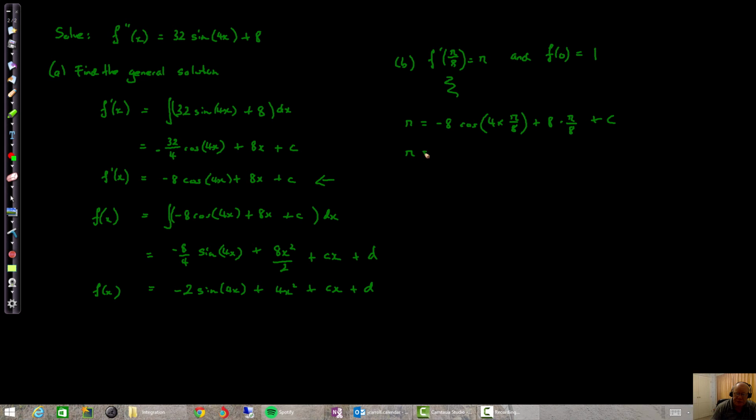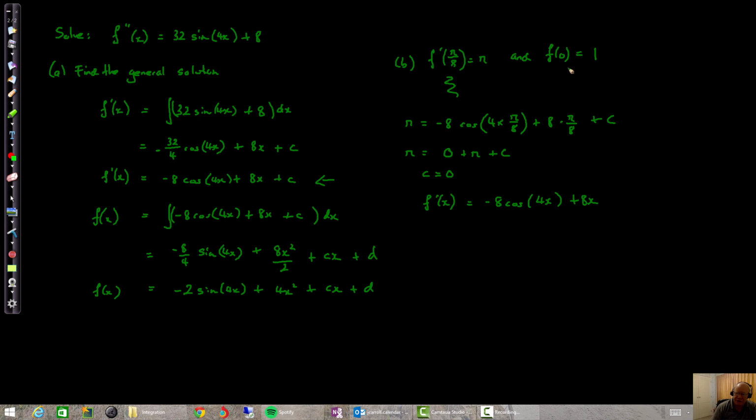So pi equals, right, 4 times pi over 8, that would be pi over 2. The cosine of pi over 2 is 0. And negative 8 times 0 is still 0, so that part becomes 0. 8 times pi over 8 becomes plus pi plus c. Well, we've already got pi here, so plus nothing still is pi, so c must equal 0. So our first derivative is equal to negative 8 cosine 4x plus 8x plus nothing, because c we just found to be 0.